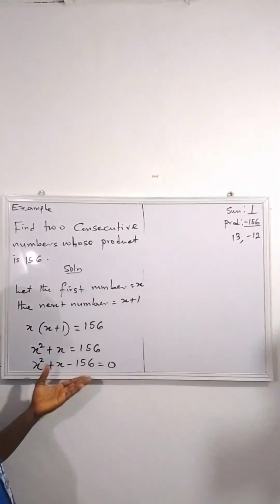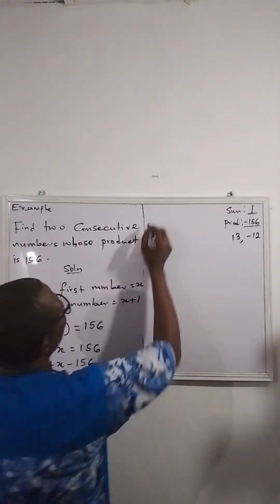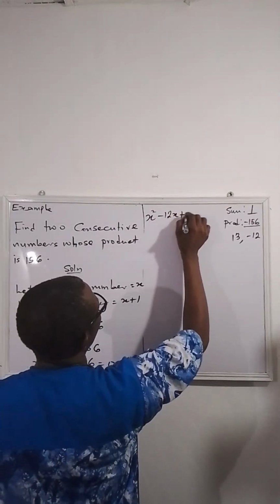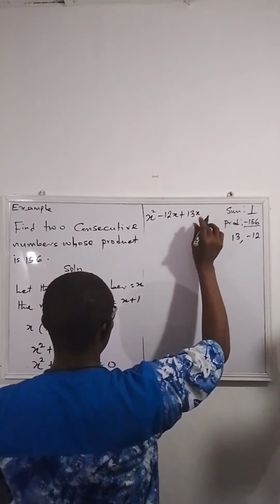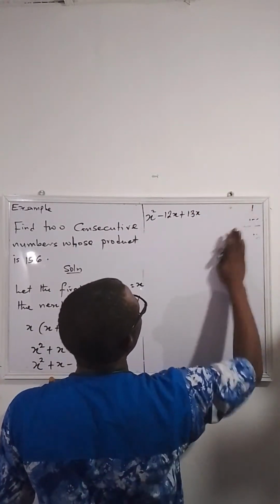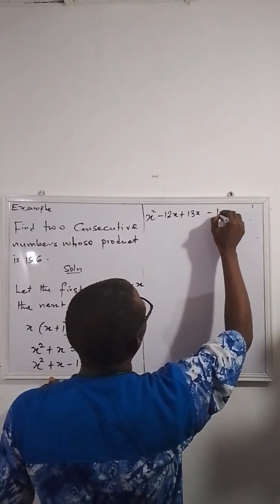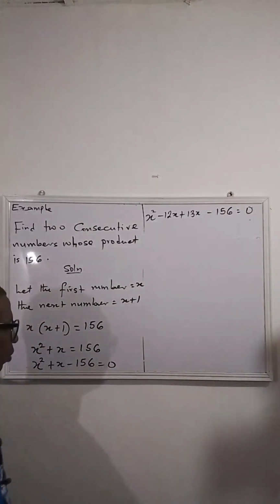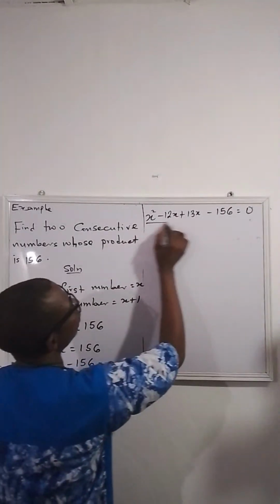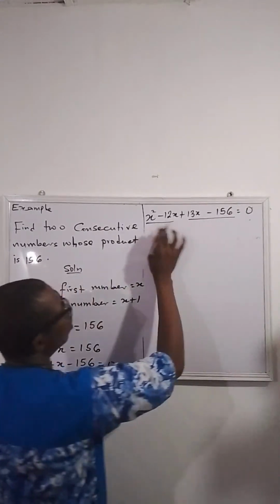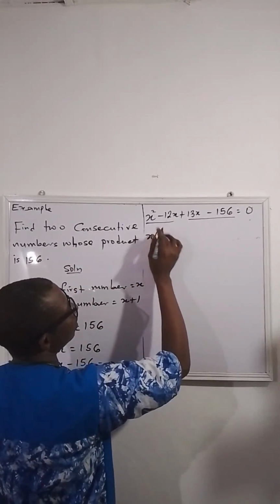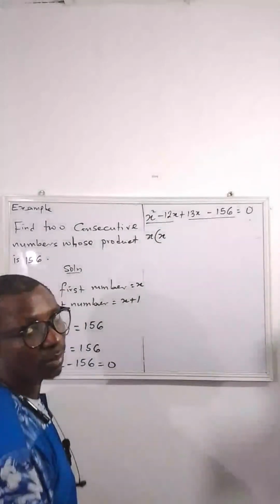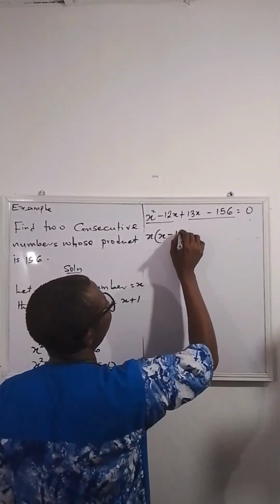So now this equation turns to x squared minus 12x plus 13x minus 156 equals to 0. Okay, so that is what we have. So you now have two pairs. This is the first one and the second one. So what's the common factor here? That is x. So when you divide x squared by x, you have x. Divide minus 12x by x, you have minus 12.